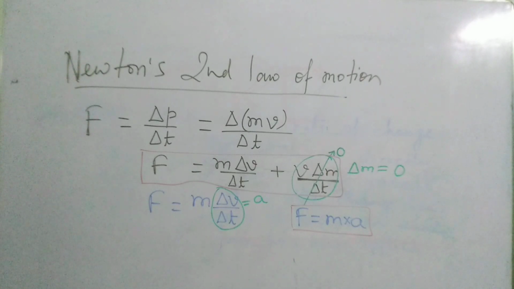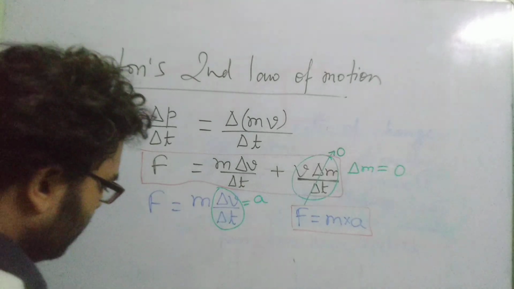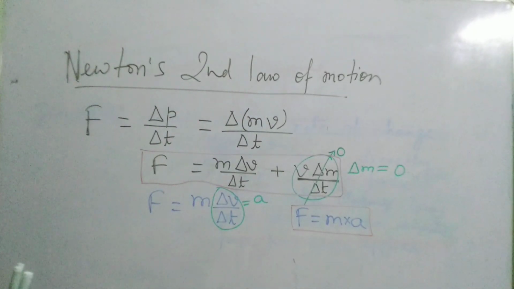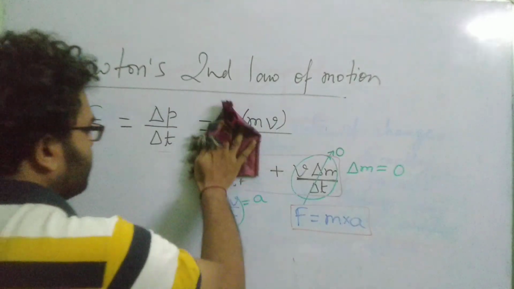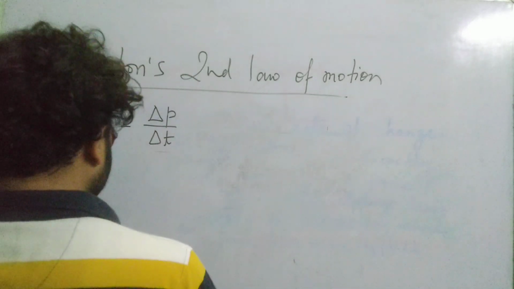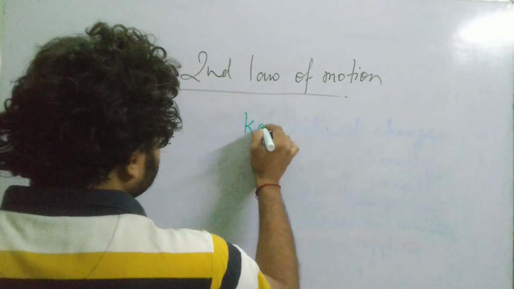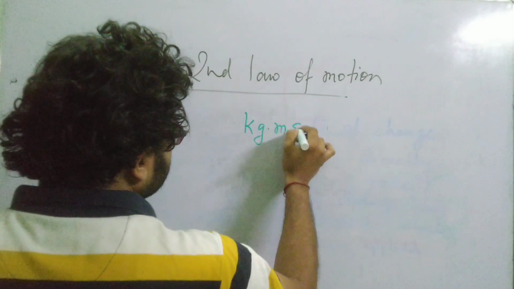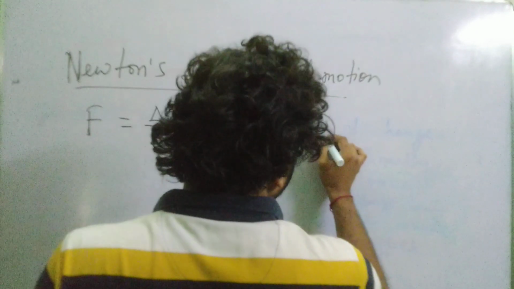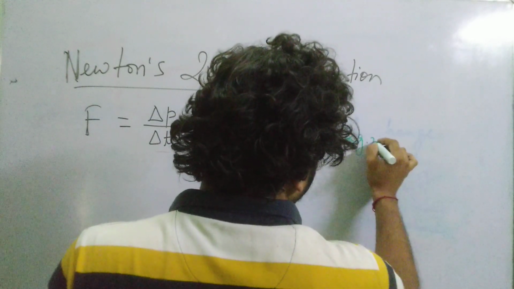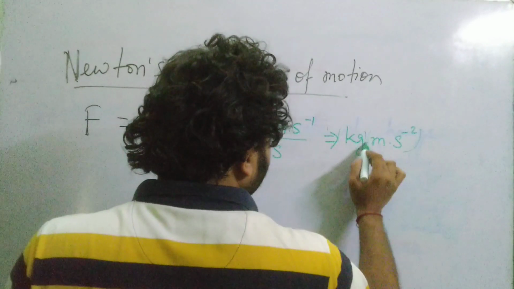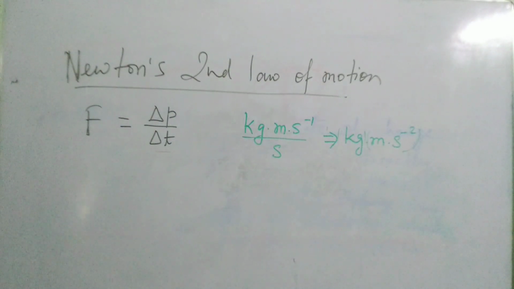Now, what are the CGS and SI units of force? If you take the formula force equals mass into acceleration, or consider that force is the rate of change of momentum, what unit do you get? Momentum is mass into velocity. Mass has a unit of kg, velocity has a unit of meter per second, and this is divided by time, so second again here. It turns out to be kg meter s to the power minus 2. This is the unit of mass times the unit of acceleration, so you get the same unit as the expression F equals ma.